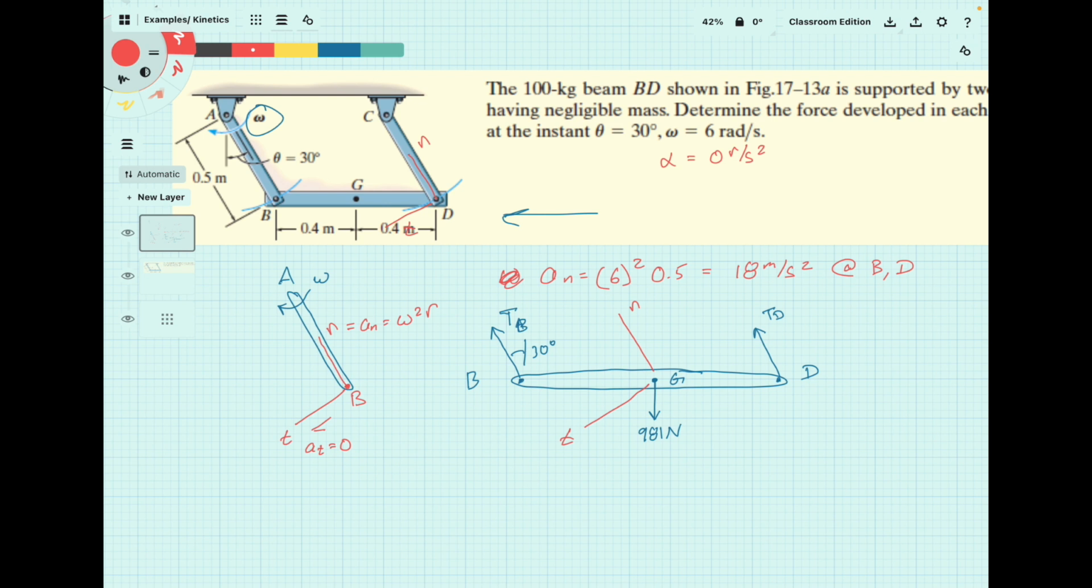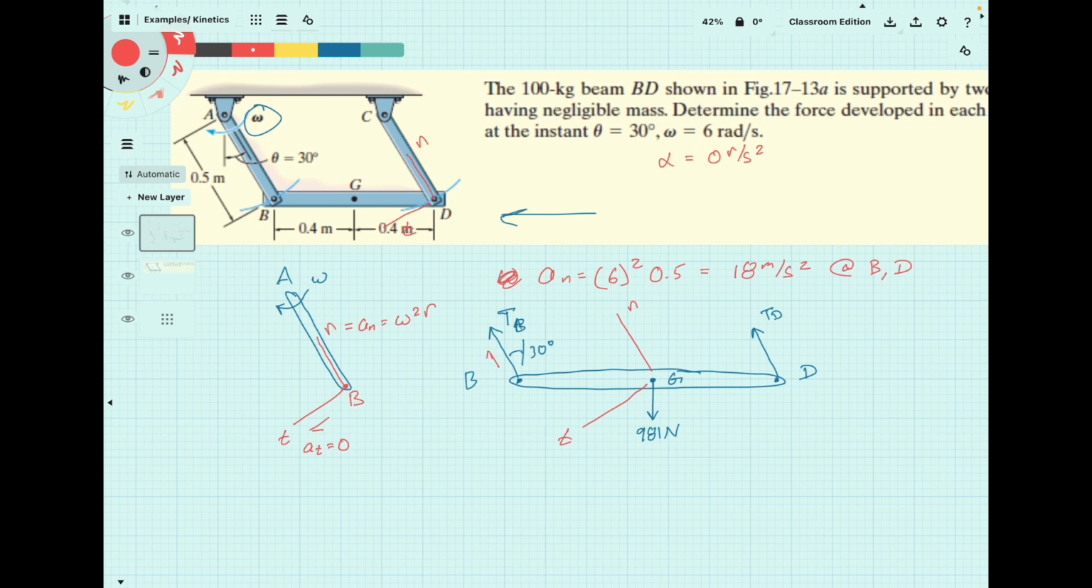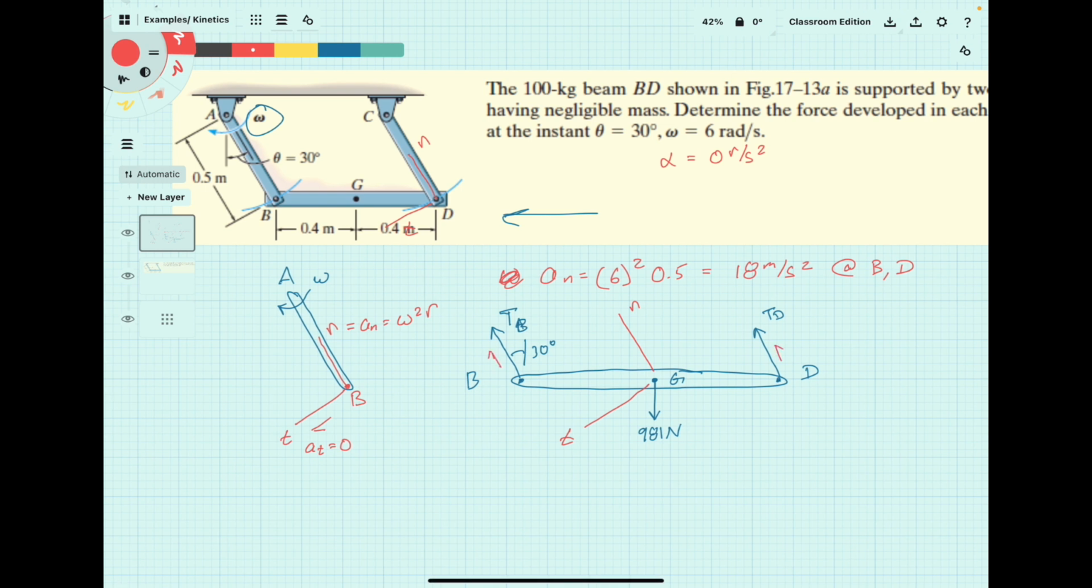Now we can say, since this gets a little finicky here, that since points B and D are both accelerating in the same direction with the same magnitude, that basically says there is no rotation in the bar. If there's no rotation in a rigid body, then every point on the rigid body is going to have the same directions of acceleration. So that would specifically mean here that this AN term at G is also equal to 18 meters per second squared.